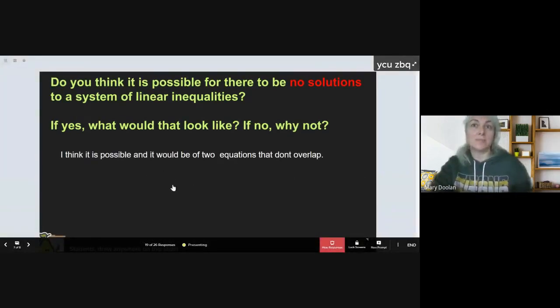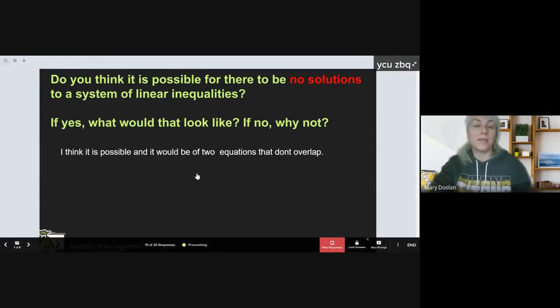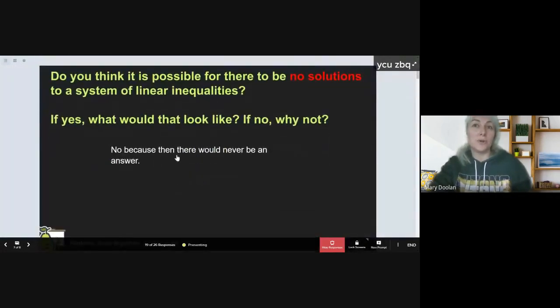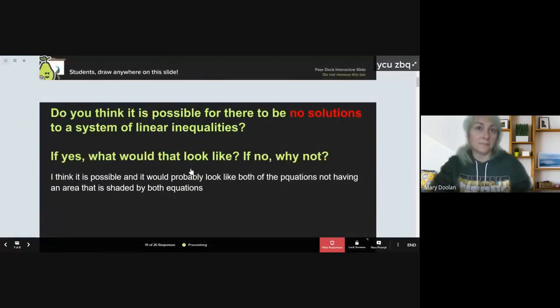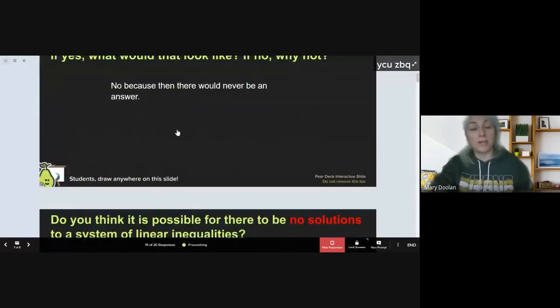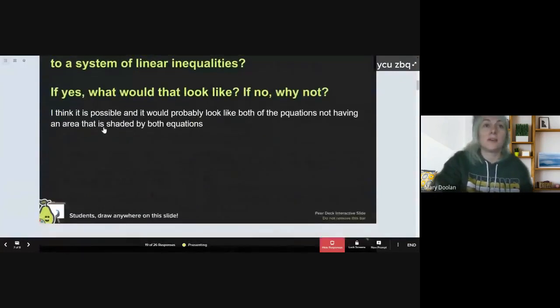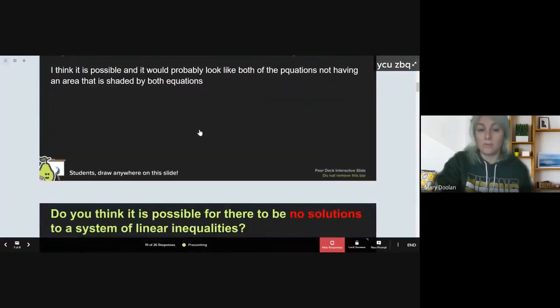One says, "I think it is possible, it would be two equations that don't overlap." Okay, what would that look like? Another says, "No, because then there would never be an answer." Okay, that's true. If they don't overlap, there is no answer. Another says, "I think it's possible. It would probably look like both of the equations not having an area that is shaded by both equations." Okay, yeah, that would be true. There would be an area where you're not having either one shaded.